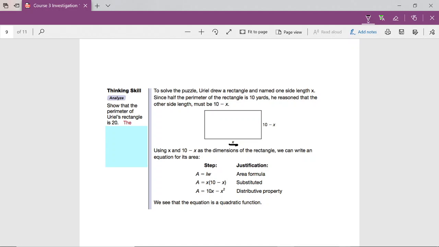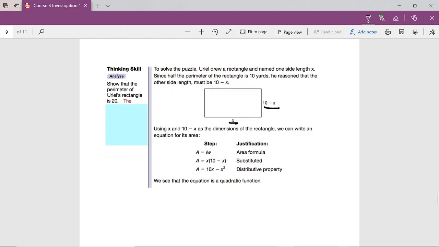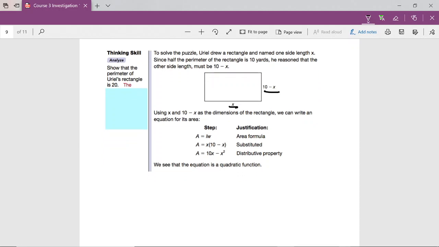Here's my X. I don't know what the value of that side length is. And then since half of the perimeter of the rectangle is 10 yards, we're going to have to split that up somehow. He reasoned that the other side length must be 10 minus our X value. So using X and 10 minus X as the dimensions of the rectangle, we can write an equation. So of course we use our area formula. X times 10 minus X is what we're going to get.